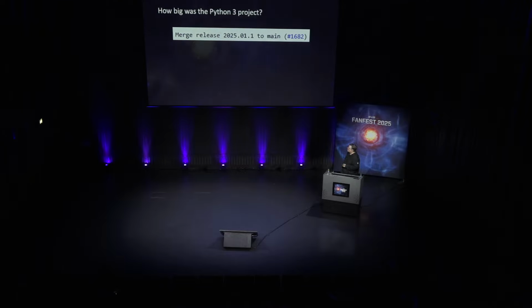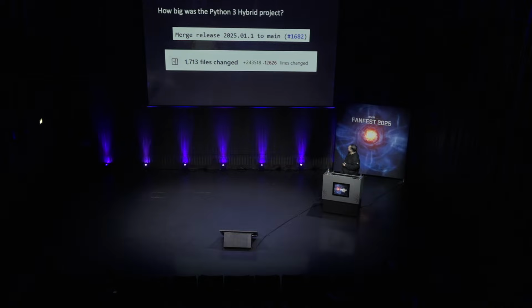Now, how big was the Python 3 project? In January, we merged our test hybrid version of Graphite into our release. So we released our hybrid version of Graphite. In that release, roughly 250,000 lines of code changed, across 1,713 files. Most of those 250,000 were actually new code that was added, so a lot of that was not stuff that we had to touch by hand.